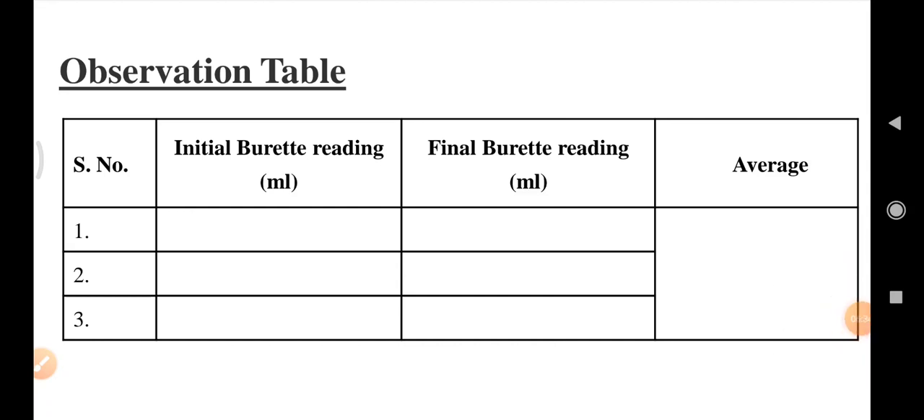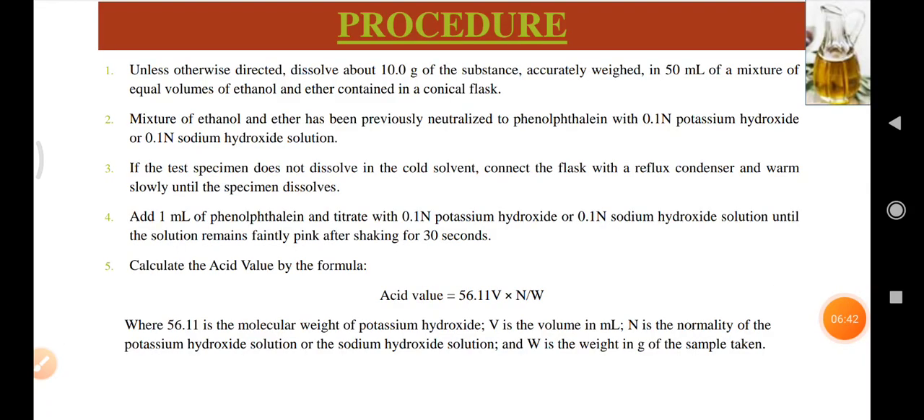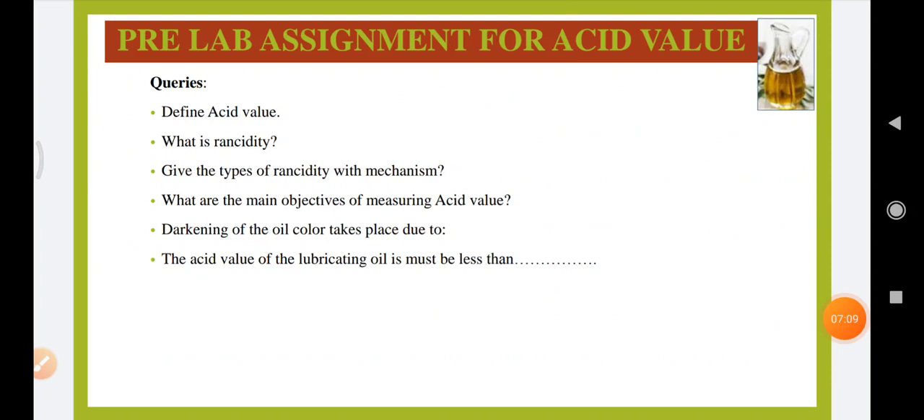You can write the reaction and the observation table on the blank page of the record by using a pencil. Then you have to do the calculation, and the formula for the calculation is acid value is equal to 56.11 V into N upon W, where 56.11 is the molecular weight of the potassium hydroxide, V is the volume, N is the normality of the potassium hydroxide or sodium hydroxide solution, and W is the weight in gram of the sample taken.